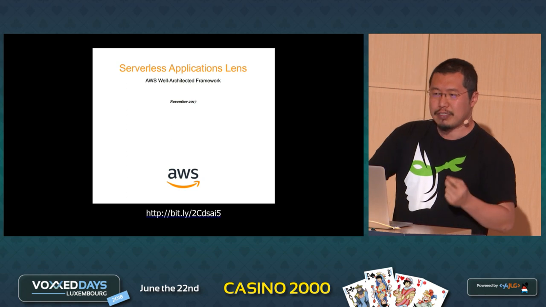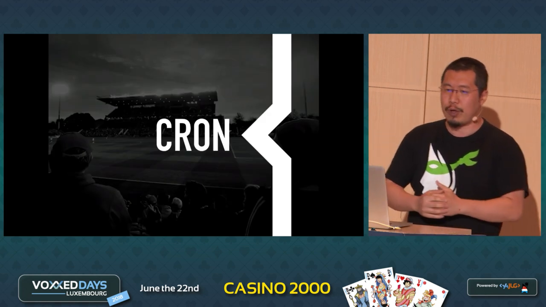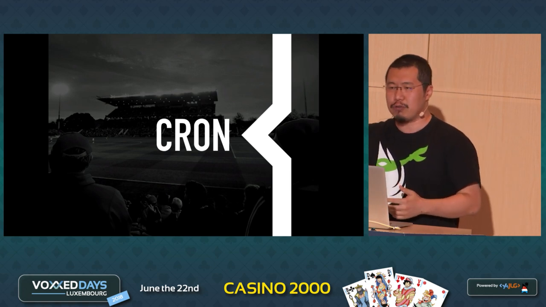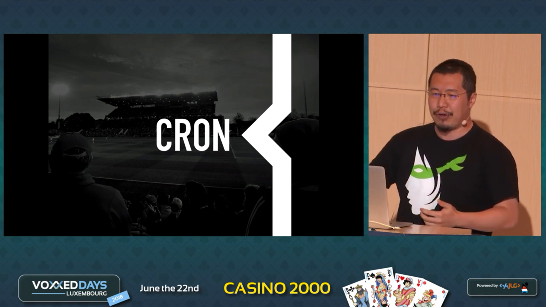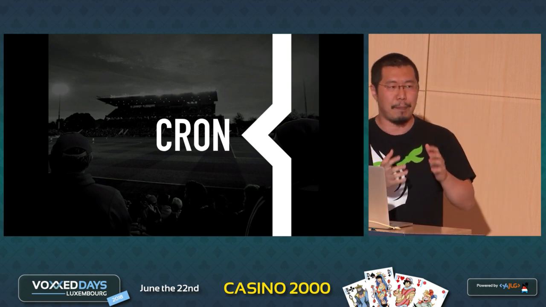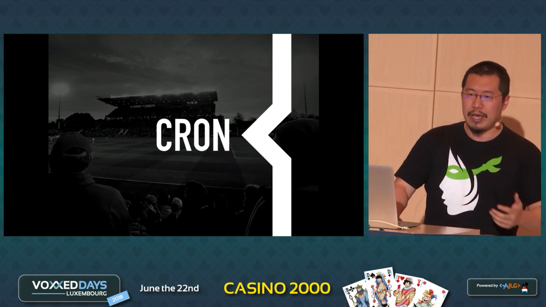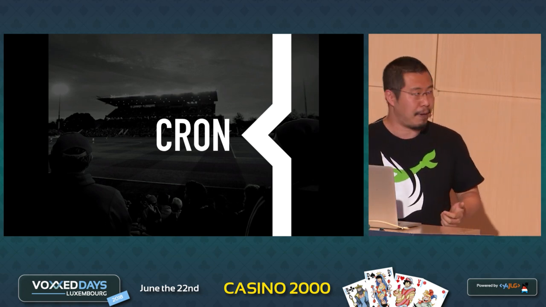So I'm going to start with something very, very simple, a cron job. This is something that many of us run in our architecture. We will have a server that runs some cron job, say, every 5 minutes or every hour. But when you have a setup like that, it means you've got a server that you're paying for and not using 99.99% of the time. So it's a terrible use of resources that you are paying for.